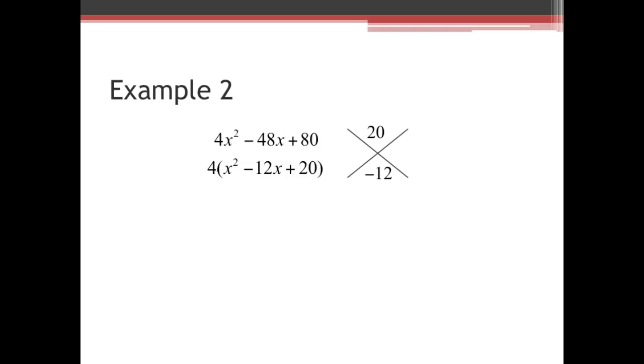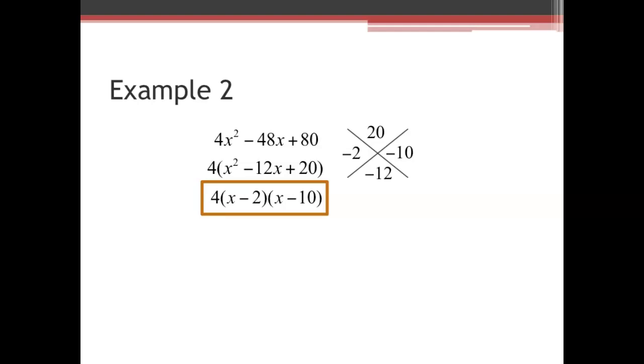All right, so 1 and 20, that's going to give you negative 1 and negative 20, which is negative 21. That doesn't work. Let's try 2 and 10. Negative 2 and negative 10 will multiply to 20 and will also add to negative 12. So those are the two numbers I'm looking for. So now I can write this in factored form. This is going to be 4 times x minus 2 and x minus 10.